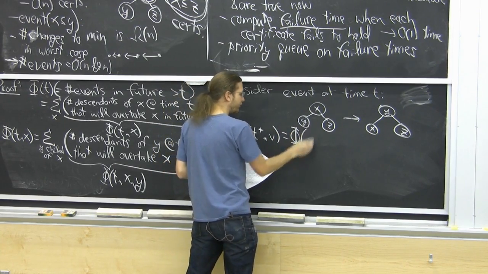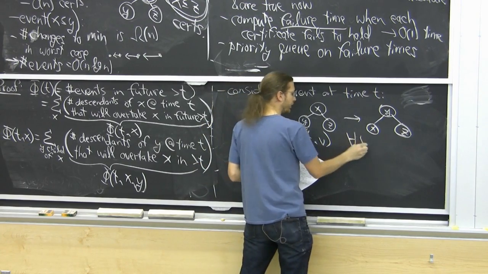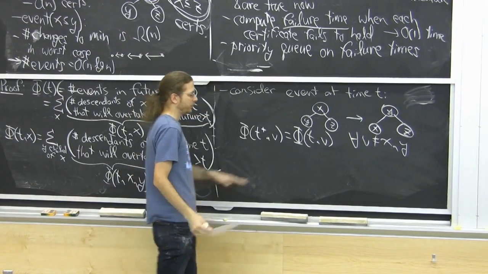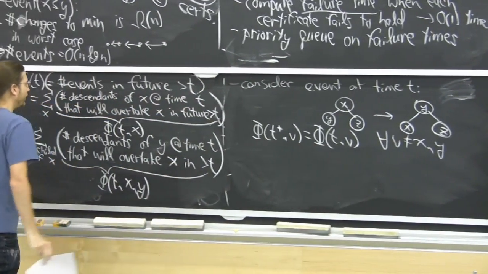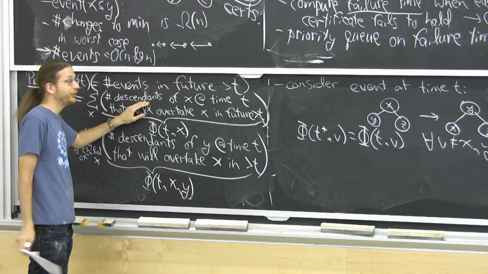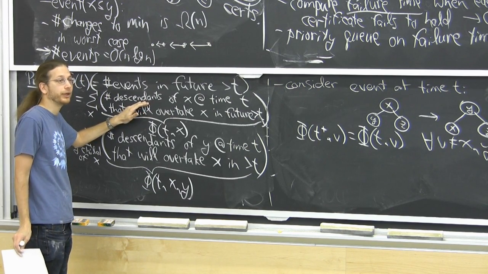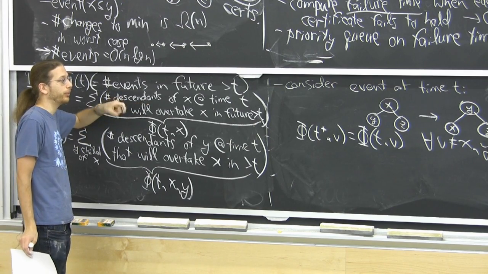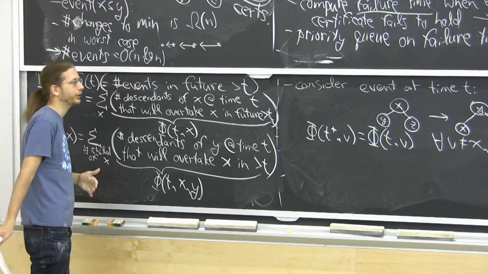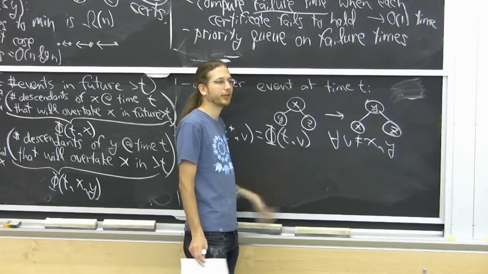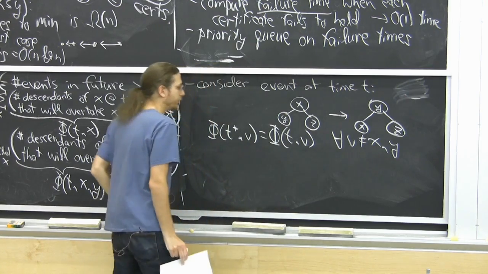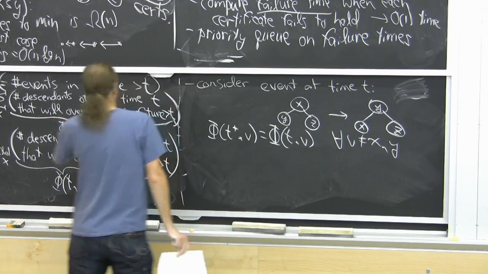I claim it does not change for most vertices. It only changes for x and y. If x and y are the guys that are switching order, this will not change for any others. Why is that? Because we're looking at the number of descendants of some vertex that will overtake that vertex. So do the descendants change? No, descendants of x and y change, but no one else's descendants change. There's just a swap of two adjacent elements. Will overtaking change? No, overtaking doesn't change. If you're going to be overtaken by x before, you'll still be overtaken by x, and it's still a descendant, unless it was y. Y is the only one for which it changed.